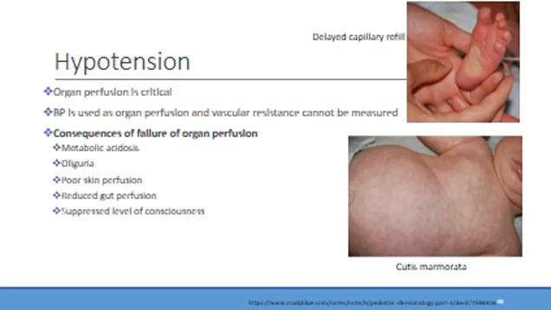Babies can be examined for skin perfusion by checking the capillary refill time that should be less than 3 seconds, or by looking at signs on the skin such as mottling of the skin or cutis marmorata as seen in the picture. When there is reduced gut perfusion, it may lead to a risk for NEC. And then lastly, one can examine the central nervous system, and if there is a suppressed level of consciousness, it could indicate underperfusion of the baby's brain and therefore an encephalopathic picture.